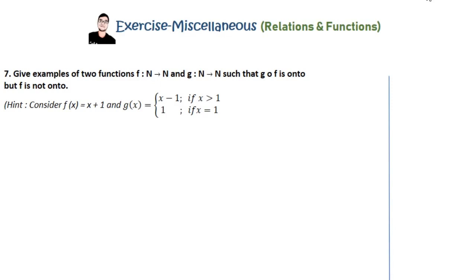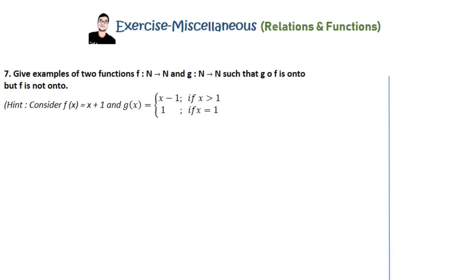So today I'll be discussing from question number 7 onwards of the miscellaneous exercise of the chapter Relations and Functions, that is the first chapter. Continuing from question number 7, it is given: give examples of two functions f defined on natural numbers and g defined on natural numbers such that g of f is onto but f is not onto. So here we need to find such examples where f is not onto and g of f is onto.